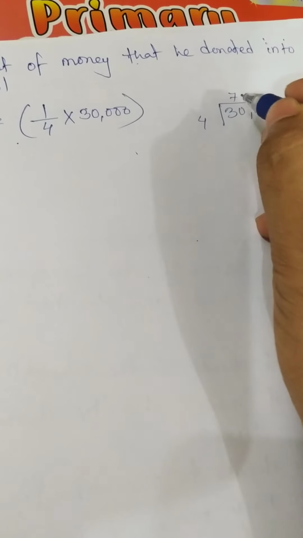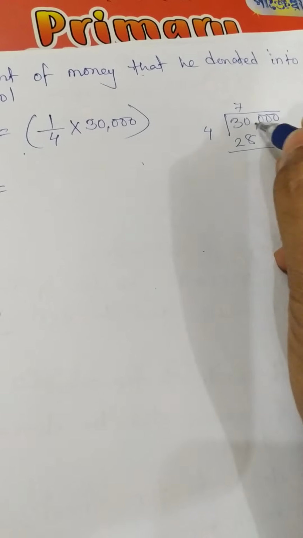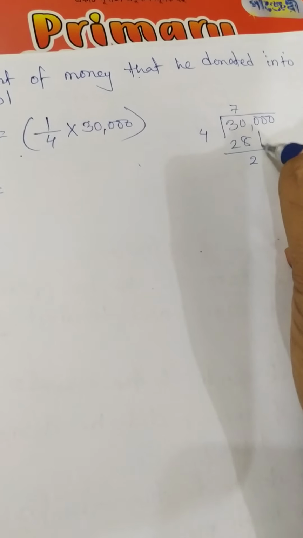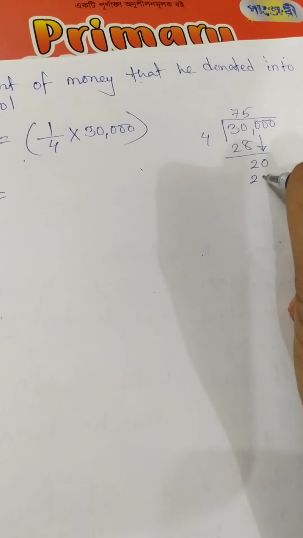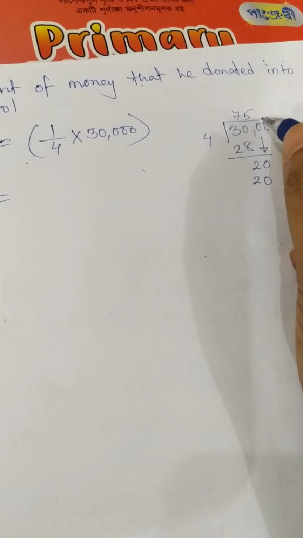So 4 sevens are 28. 2 comes as remainder, then 0 comes down. 4 fives are 20. And there are 2 zeros. These 2 zeros go up.